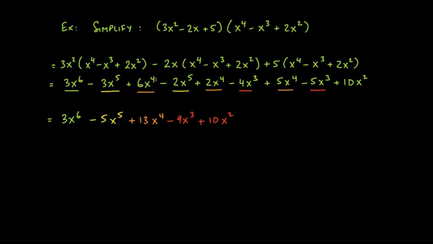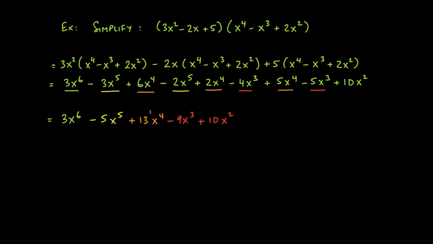Then I have 6x to the 4th, x to the 4th, x to the 4th. 6 plus 2 is 8. And then I have another 5x to the 4th. So 8 plus 5 is 13. So I have 13x to the 4th.